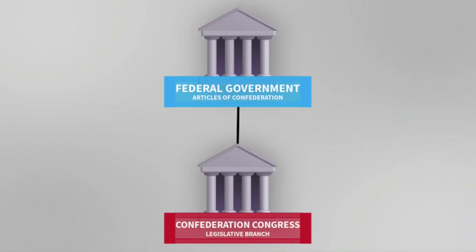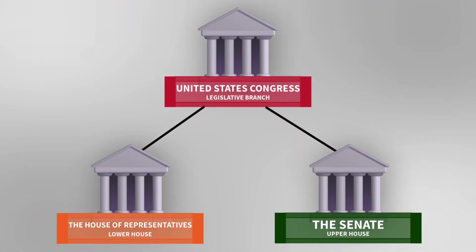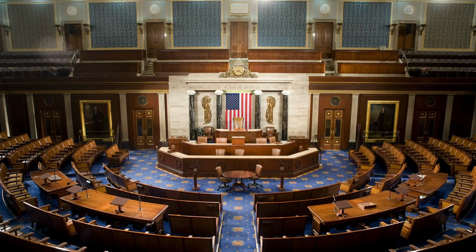Unlike the government under the Articles of Confederation, which consisted of a unicameral legislature, Article 1 creates a Congress that is divided into 2 chambers, the House of Representatives and the Senate, forming a bicameral legislature. Representation in the House is based on population, with members elected every 2 years directly by the people of their districts.